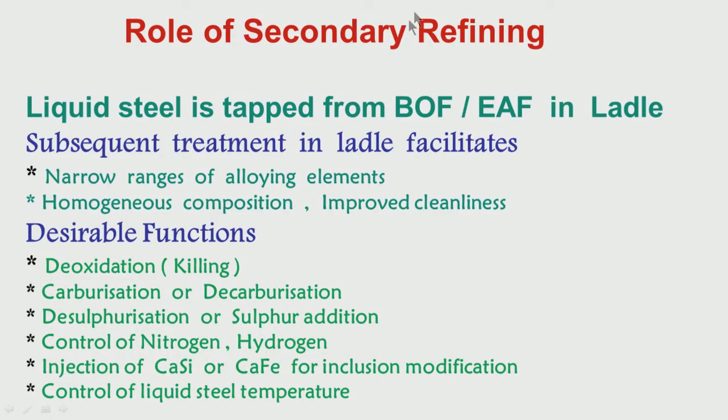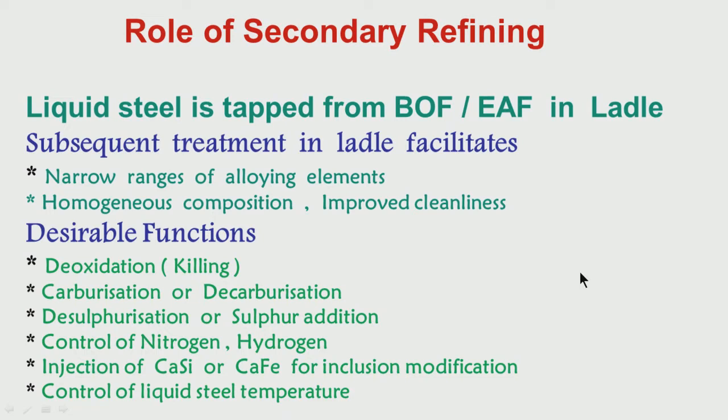In the earlier lecture, I was talking about the role of secondary refining in controlling the inclusions and entrapments. I talked about the desirable functions for the secondary refining stages, like deoxidation, which I have covered, then desulphurization, control of gaseous elements like nitrogen and hydrogen, then injection of calcium in the form of CaSi, how it helps in inclusion modification, what the limitations are, what precautions one has to take, and then the importance of controlling the liquid steel temperature for getting the desirable quality.